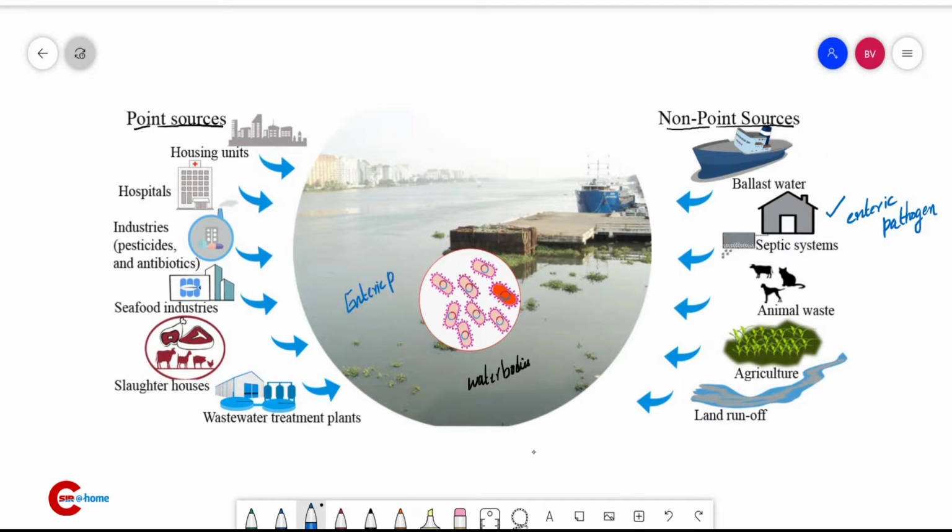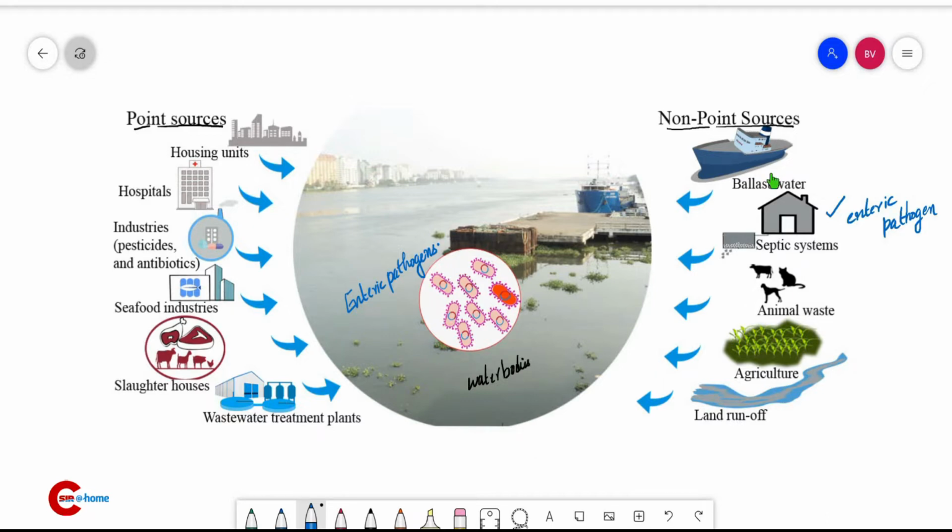So the pathogens cause diseases. Examples: bacillary dysentery, typhoid fever, cholera, paratyphoid fever, hemolytic uremic syndrome, etc. These diseases affect the gastrointestinal tract. Enteric pathogens cause enteric disease, which means it affects the gastrointestinal tract.